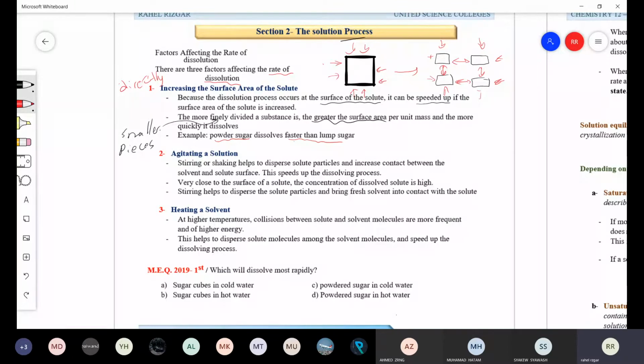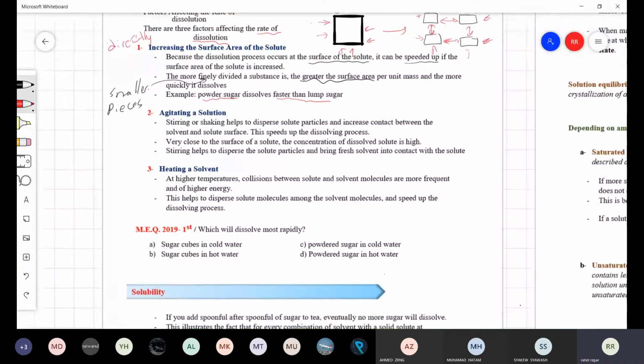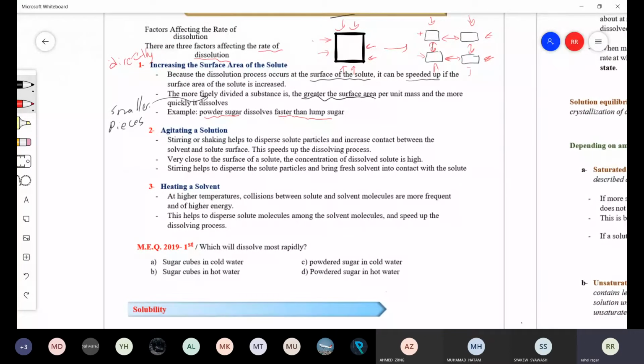Second thing, agitating a solution. Agitating means stirring, shaking, or any movement that helps to dissolve faster. Agitating a solution, by stirring or shaking, helps to disperse solid particles and increase contact between solvent and solid. You are making more contact in a smaller time. This speeds up the dissolving process. Then this will help to dissolve more. Let me draw you a figure.